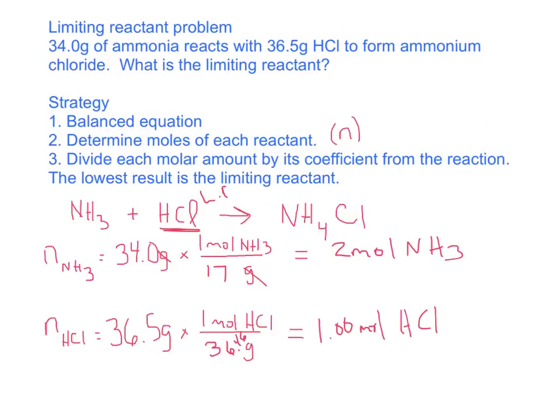Limiting reactant, and this is the excess reactant, ammonia. We're going to have leftover ammonia when all the hydrogen chloride's used up. So remember, it's not just what do we get here. You also have to take the coefficients of these and divide by them. But since they're both 1, it's going to be 2 moles.